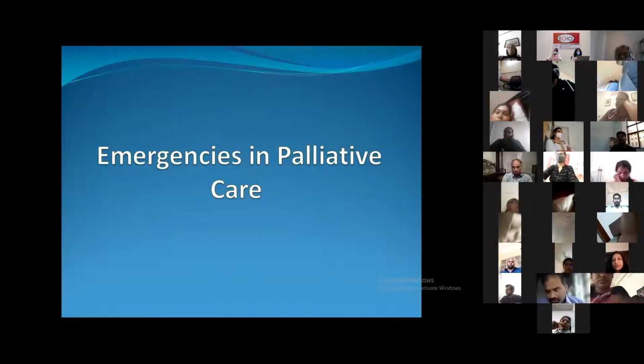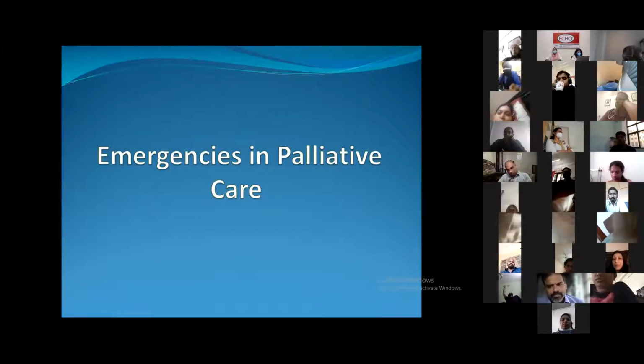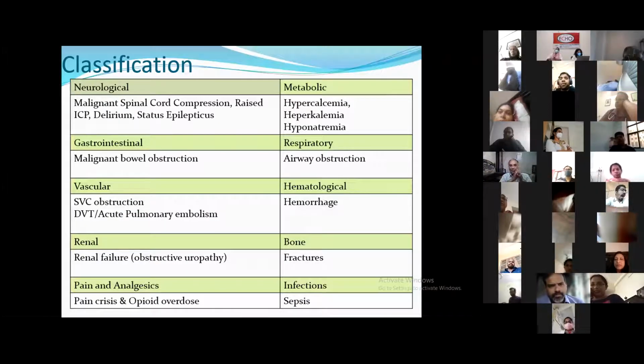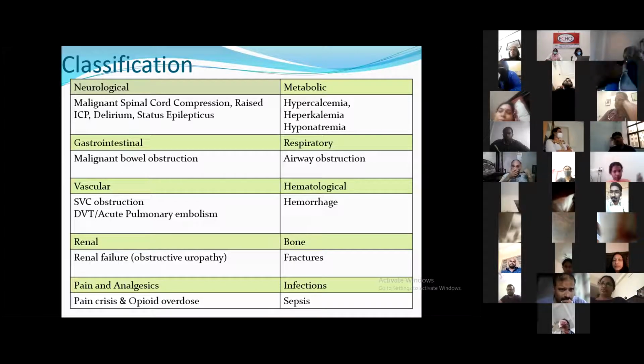So that is how this topic is very relevant to all palliative care practitioners or any healthcare worker who practices or advocates palliative care. So managing emergencies, or actually assessing the emergencies, is very important as far as palliative care is concerned. We can classify the palliative care emergencies into different domains. Like neurological: we have metastatic spinal cord compression, seizure disorders, delirium.